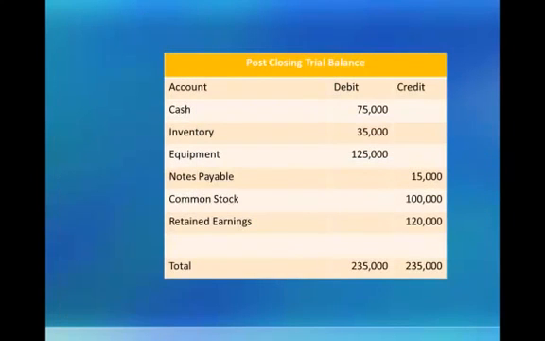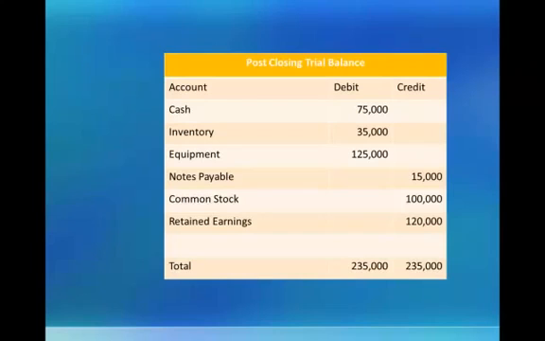The last step in the process is to prepare a post-closing trial balance. If you notice on the post-closing trial balance, you see our asset accounts: cash, inventory, and equipment. We see our liability, notes payable, our common stock, and also retained earnings. The retained earnings balance on the post-closing trial balance is equal to the retained earnings after we made our closing entry. We don't see any revenue or expense accounts on the post-closing trial balance because we've closed those accounts out to get ready for the next accounting period.